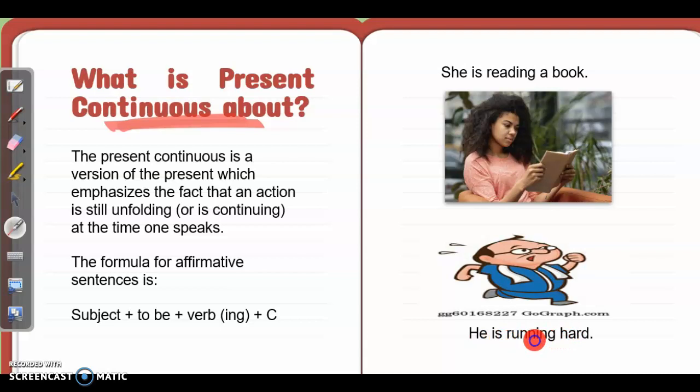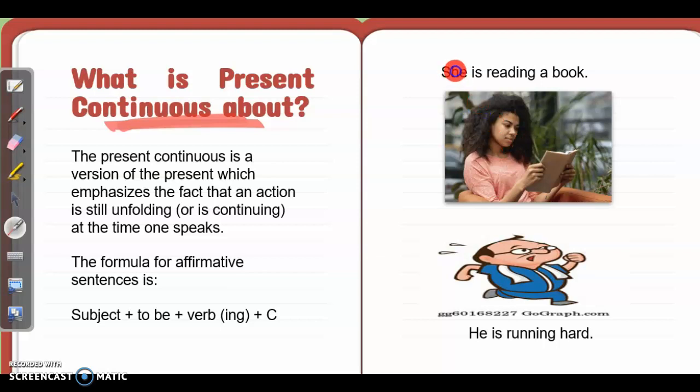Okay, entonces esto se usa para hablar de una acción que se desarrolla en el momento en que alguien está hablando. No necesariamente yo debo estar haciendo la acción. Example, she is reading a book. Okay, so I am looking outside my window and I see a woman reading a book.